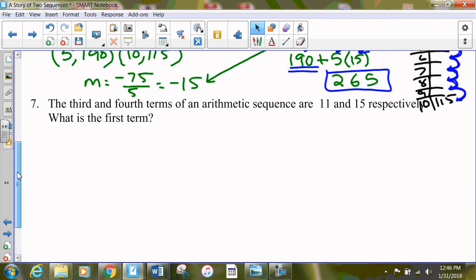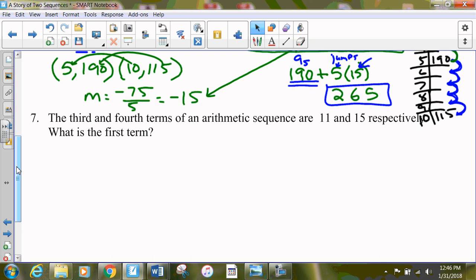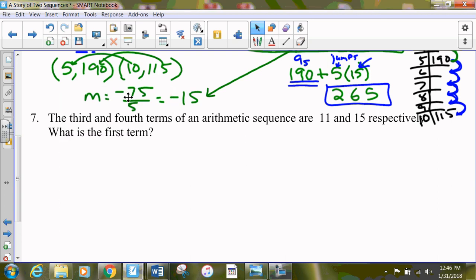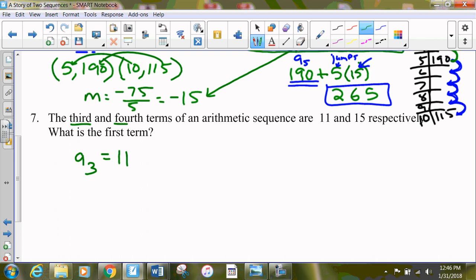So let's go ahead and look at number 7. The 3rd and 4th terms of an arithmetic sequence are 11 and 15, respectively. Just looking at the time. What is the first term? So this is a very similar problem. So I would write this out. Okay, the 3rd term, a sub 3, is equal to 11, and the 4th term, a sub 4, is equal to 15. What can I tell already?